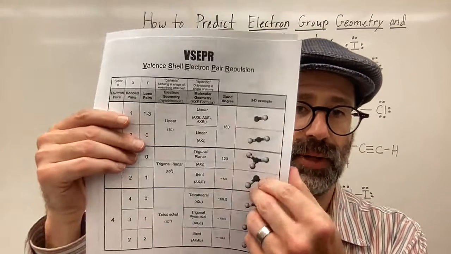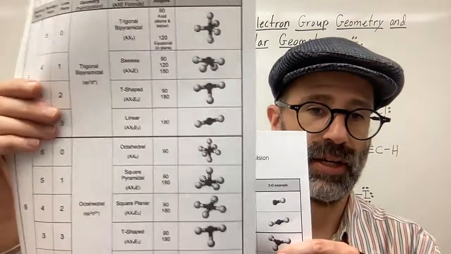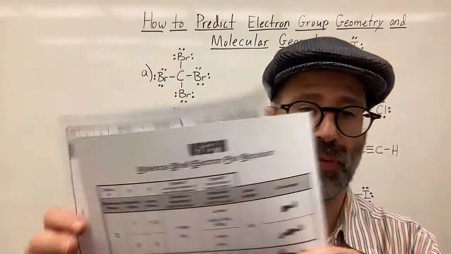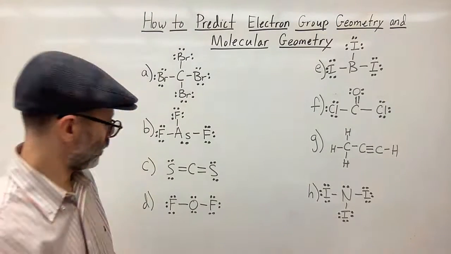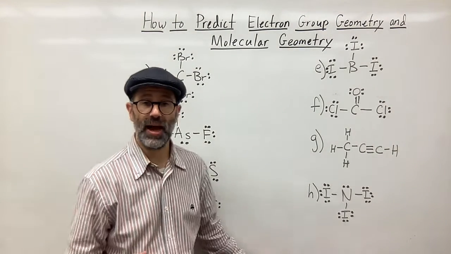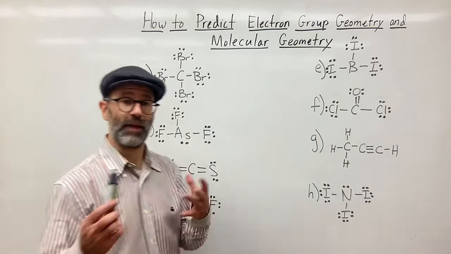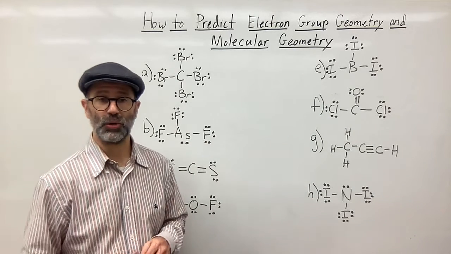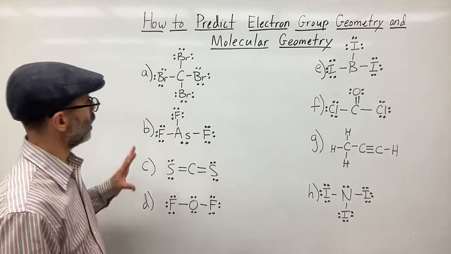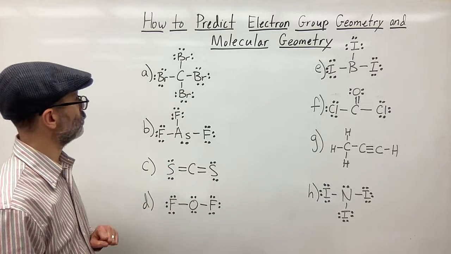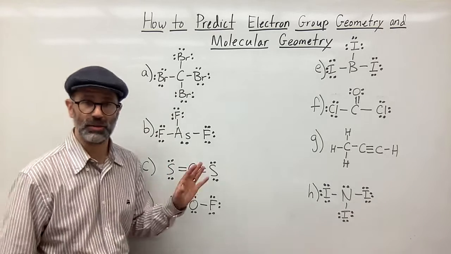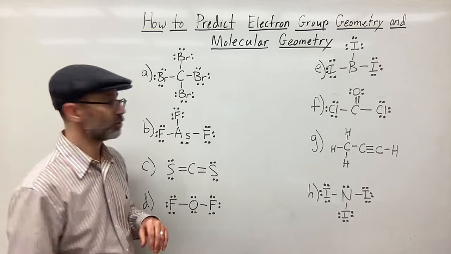And so this is going to be a useful table. So you should have something like this, right? Here's a second page. So you should have something like that to help you with this. So I'm going to be using that and referring to that. So make sure you have that available right now in the video so you can follow along. Okay, let's talk about the electron group geometry and molecular geometry for each of these molecules.